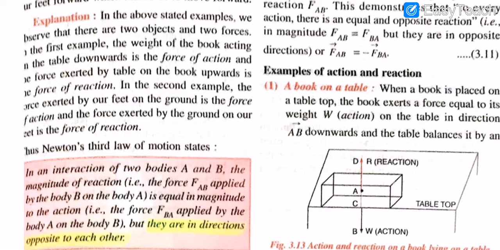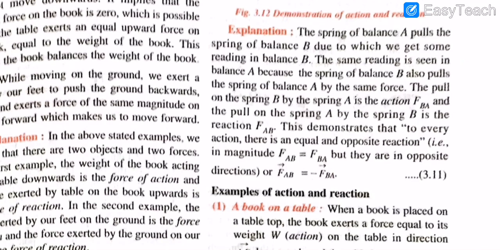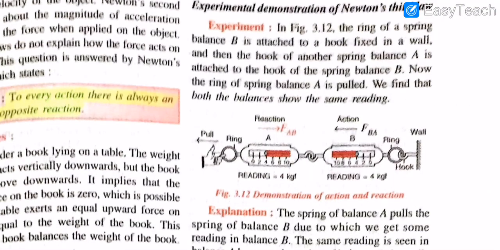So over here, the explanation, or you can say experimentation, of this. In Fig 3.12, the ring of a spring balance B is attached to a hook fixed in a wall, and then the hook of another spring balance A is attached onto the hook of the spring balance B. Now the ring of the spring balance A is pulled, and we find both the balances show the same reading. This is because there's an opposing force acting on both, as we saw when we started the chapter as well.